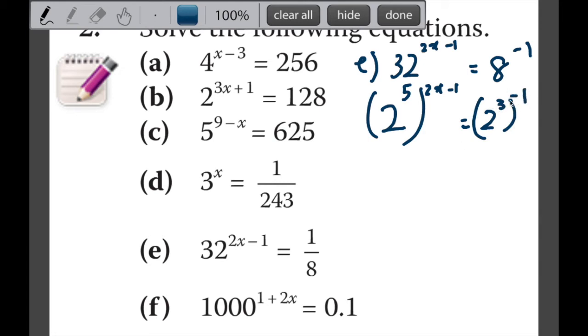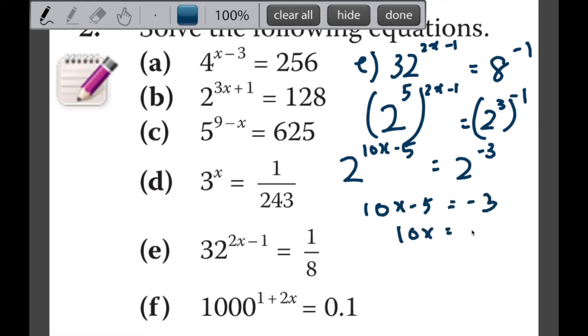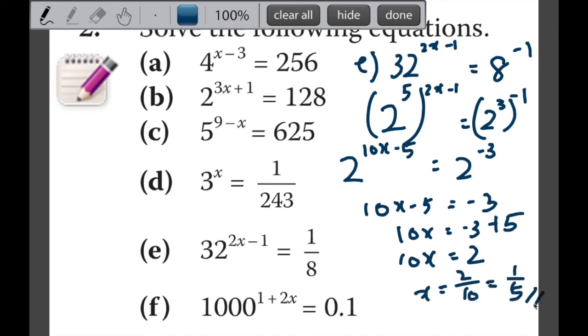Please be careful that you do not confuse yourself. This is not 3 minus 1, this is 3 times negative 1. So you have 2 to the power of negative 3. By the law of indices, you should multiply them, and this is 2 to the power of 10x minus 5. So by direct comparison, 10x minus 5 is equal to negative 3. 10x is equal to negative 3 plus 5, so 10x is equal to 2, and x is equal to 2 over 10, which is equal to 1 over 5.